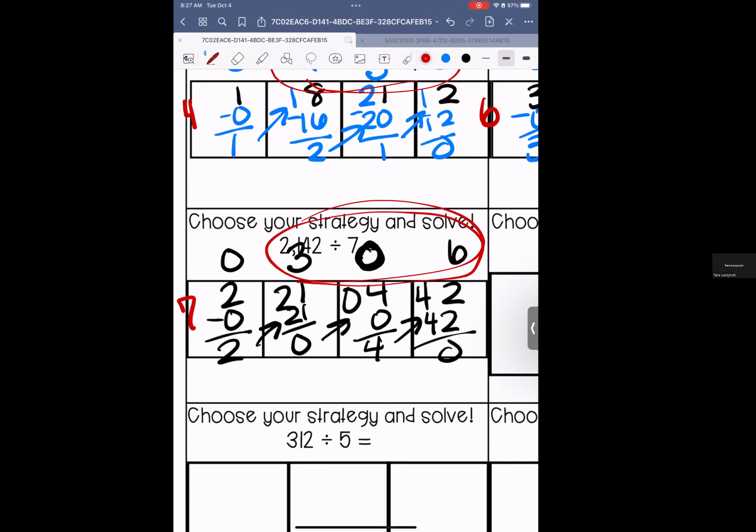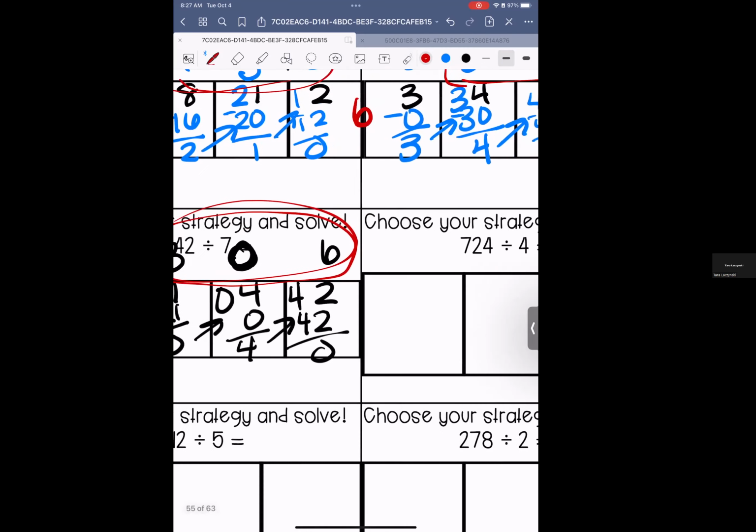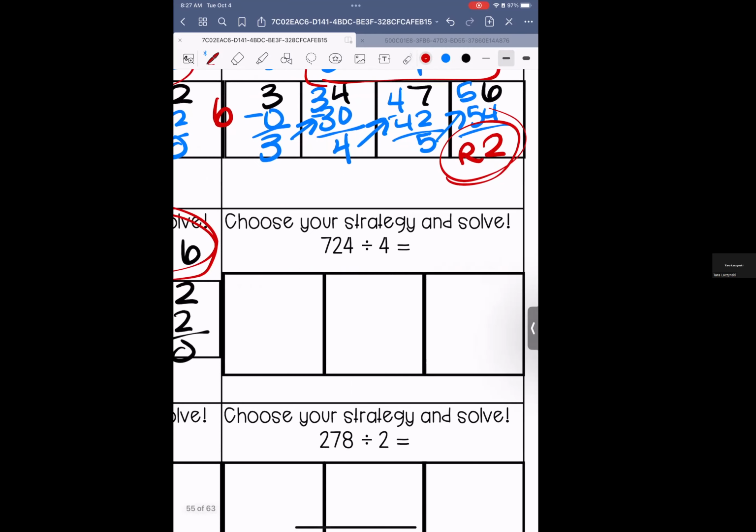Remember, if you need to pause this, please do so. Pause me, rewatch me, whatever helps you make strong connections.